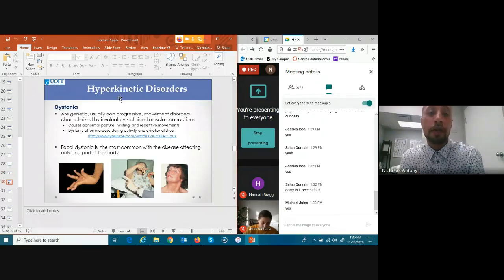Another example of a hyperkinetic disorder is a dystonia. Now, a dystonia is a genetic, usually non-progressive movement disorder characterized by a sustained involuntary contraction. Does anyone know anyone with a dystonia? You can have it in different parts of the body. For example, look at these pictures here.